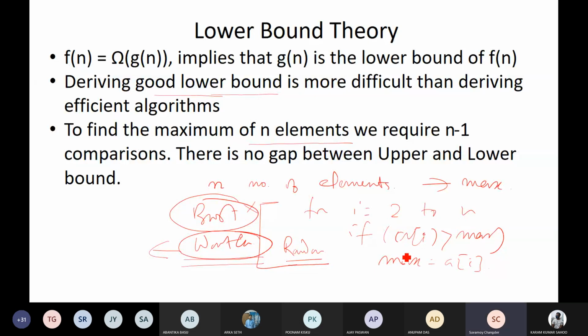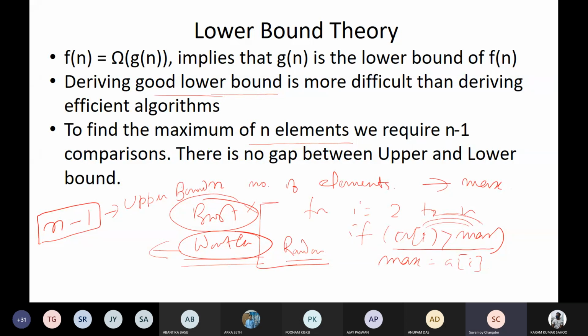Here in this case, we require maximum n minus 1 number of comparisons, because we have to check each and every element here, from A2 with A1, A3 with the next, A3, A4 and A5 and so on. So at most we require n minus 1 number of comparisons. So we can say the upper bound is n minus 1.